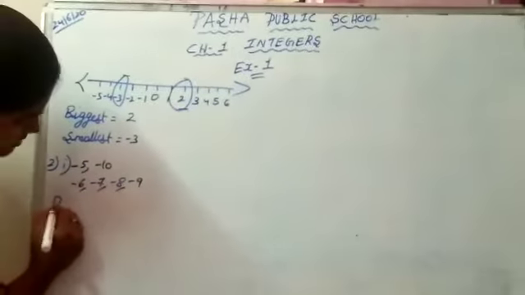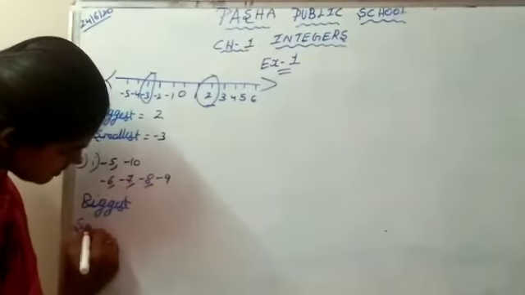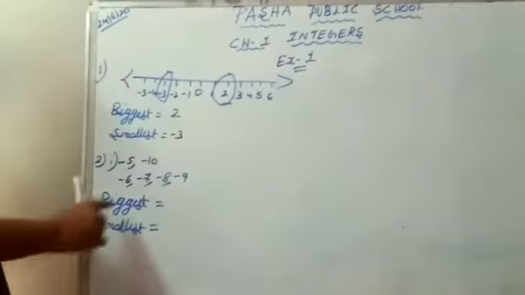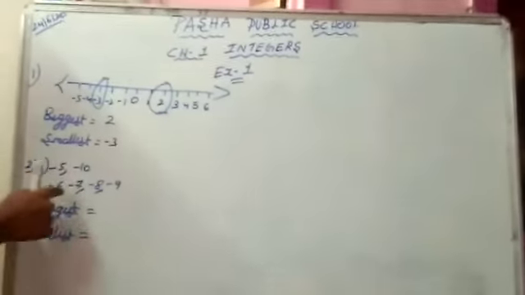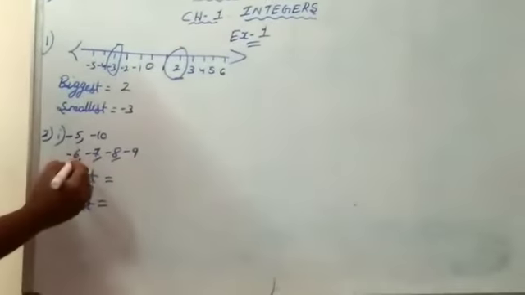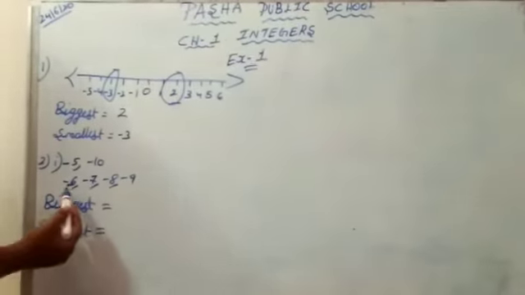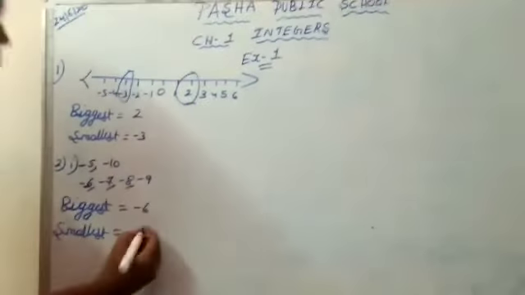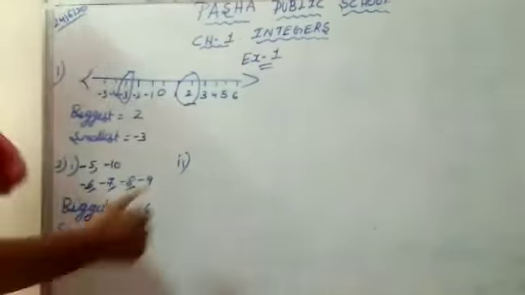Now they are asking which is your biggest number and smallest number. What I said, when you are comparing negative numbers, what will be your biggest? The smaller number will be biggest in your negative numbers. Now which is your smallest number? -9. So now which is your biggest number? -6. And what is your smallest number? -9.